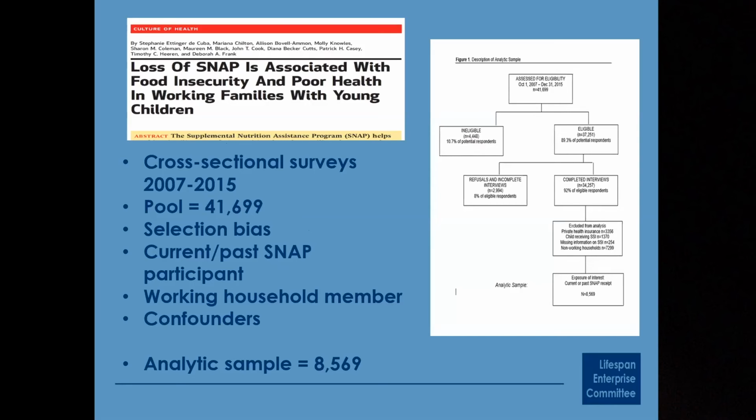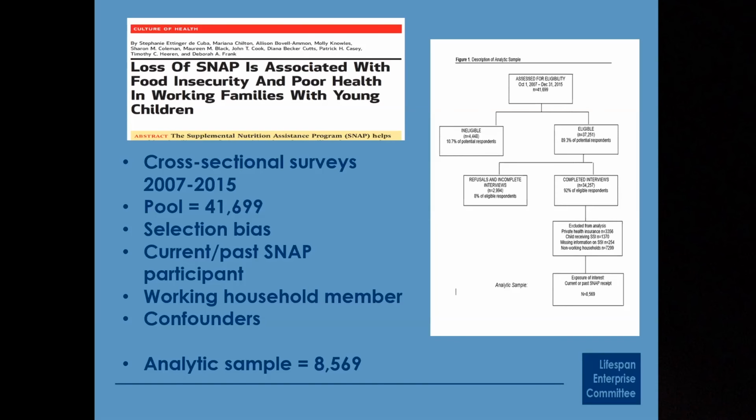So we identified, at this point, we had a pool of 41,000 families. So how do we eliminate or reduce selection bias? So we chose families who either currently or in the recent past had received SNAP. So we know that they're eligible. And we chose families where there was a working household member, and we adjusted for a number of confounders. So our analytical sample in this case was a little over 8,000. You can see the consort diagram on the right.